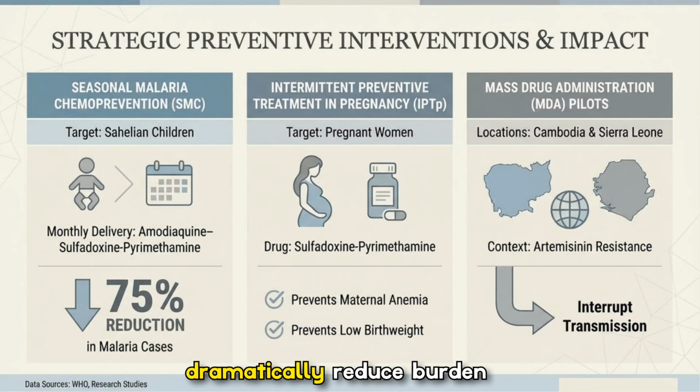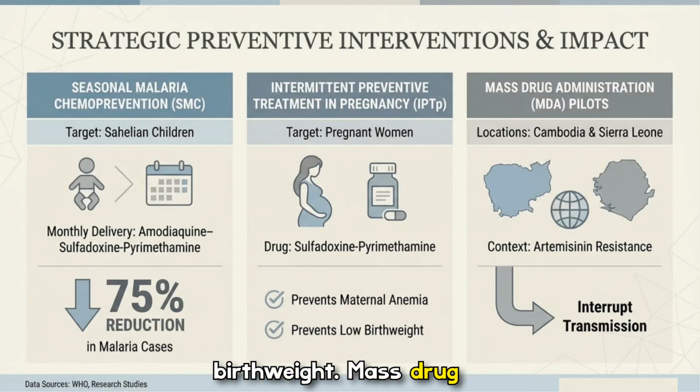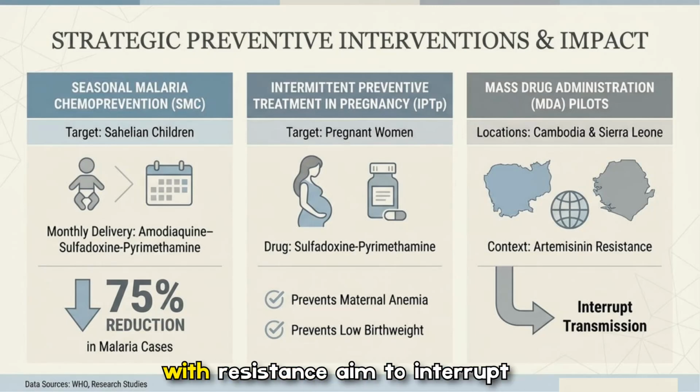Preventive interventions can dramatically reduce burden when targeted correctly. Seasonal malaria chemoprevention in Sahelian children, given monthly, can cut cases by around 75%, while intermittent preventive treatment in pregnancy prevents maternal anemia and low birth weight. Mass drug administration pilots in settings with resistance aim to interrupt transmission when paired with careful monitoring and context-specific planning.